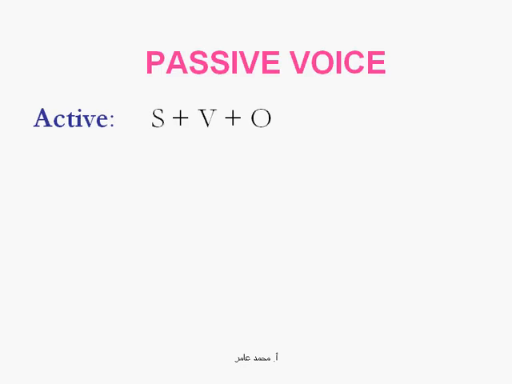The passive voice, let's start with the active. The active sentence starts or begins with the subject and then the verb and then the object. The subject الفاعل, verb, and the object المفعول به.